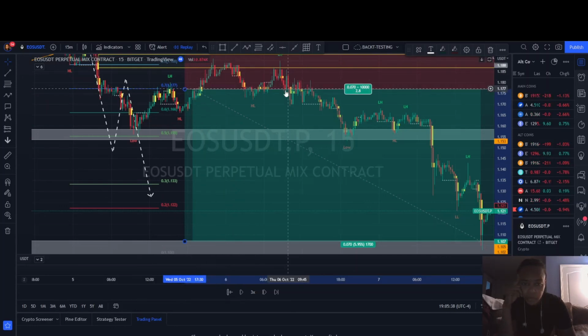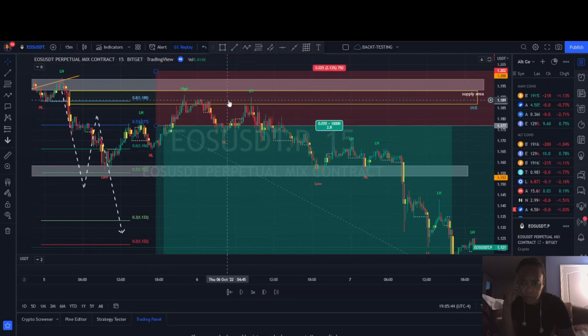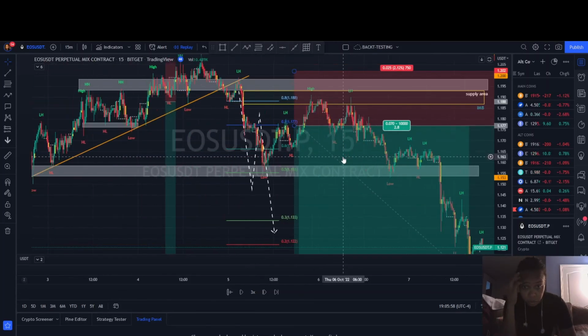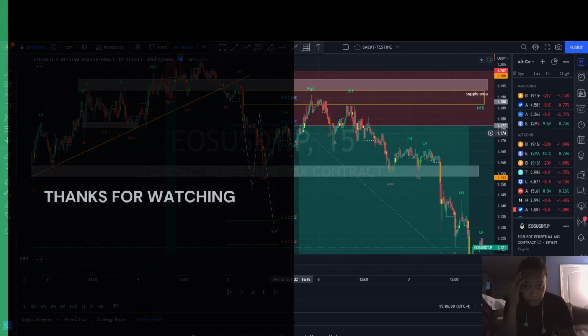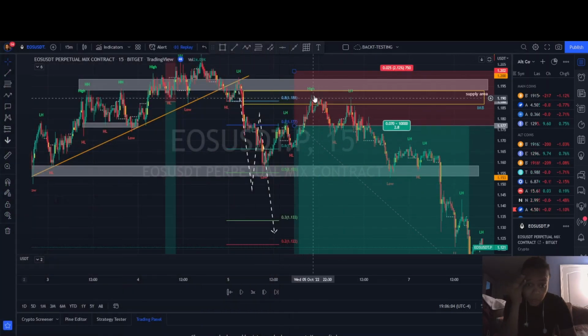We could have waited for another, like this is a nice break right here. We can see on the 15. Could wait for things to plop back up and have entered up here. Even better. And that would have been good too. So I really do have to practice more. And that's the problem with me. I keep trying to enter too early and not watching the traffic.